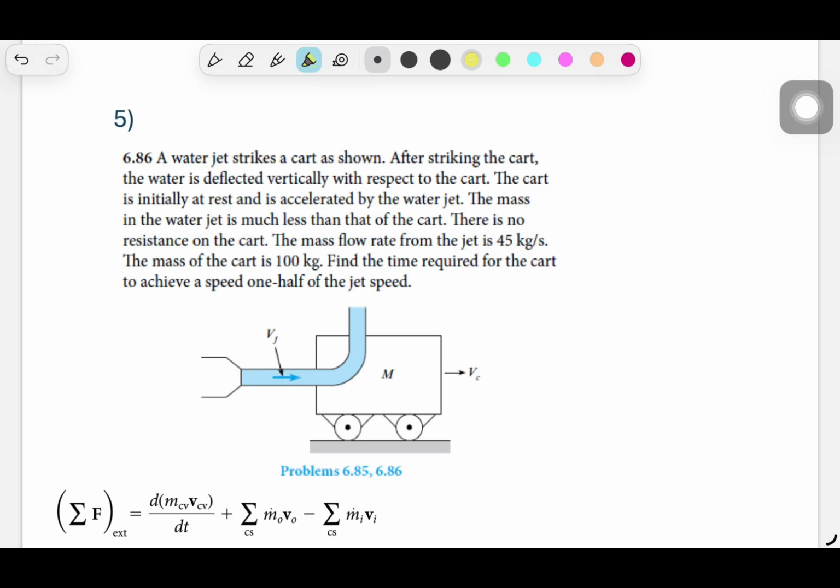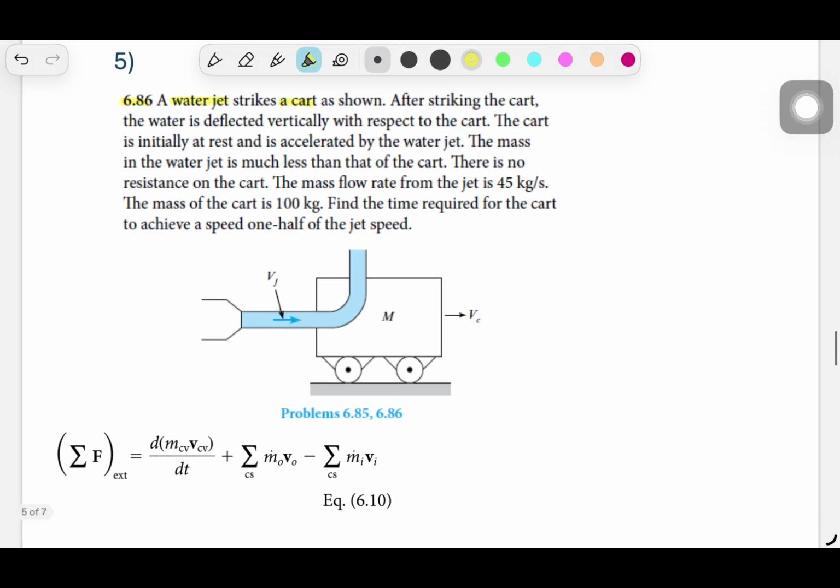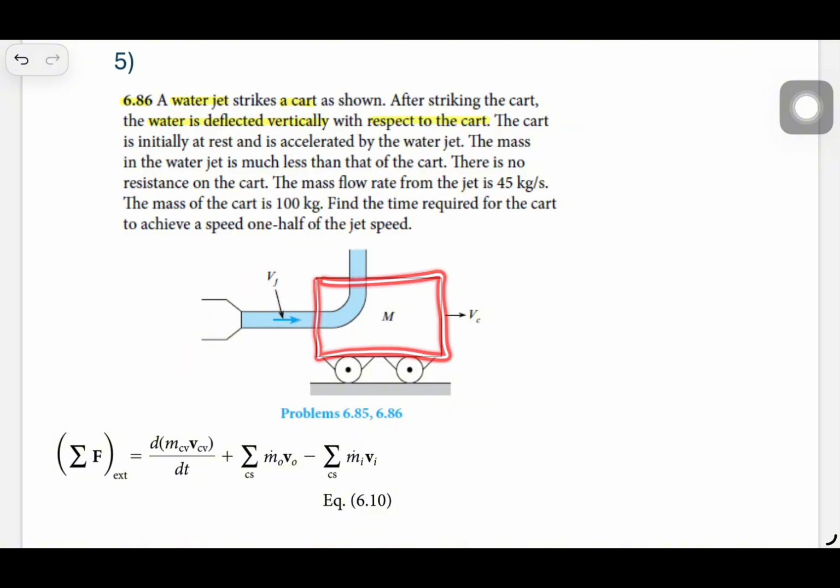Hello again, and this video is prepared for question 6.86. Here we have a water jet, and it strikes a card, as you can see here. After striking the card, the water is deflected vertically with respect to the card. So we have a water jet striking this card, and it is deflected vertically.